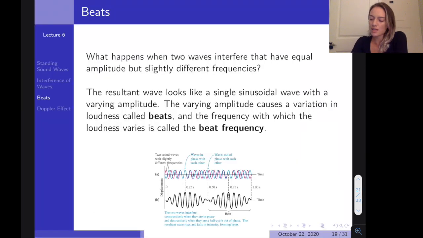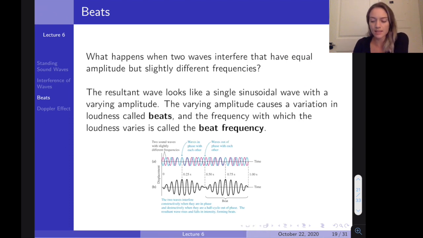The beat frequency ends up being the difference between the 2 frequencies, or rather the absolute value of the difference between them, because you always want a positive frequency. It doesn't really make sense to have a negative frequency.